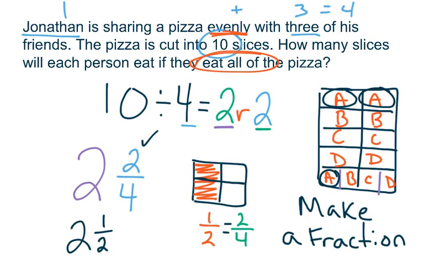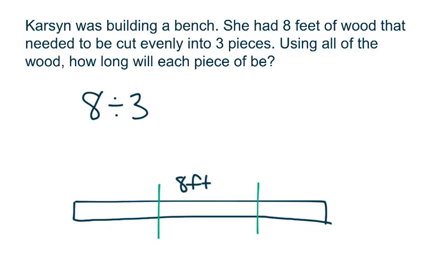Now, just like with our pizza problem, if we didn't want anything left over, we had to make a fraction. When we're looking at feet, we can always make a fraction with units of measure. There are a half of a foot, a fourth of a foot, and we can identify those values pretty easily using a ruler or a measuring tape. So we're going to be making a fraction for this problem. I want you to divide and then make a fraction. What is this problem going to look like? What's our answer going to look like? How long is each piece of wood that Carson's going to cut?